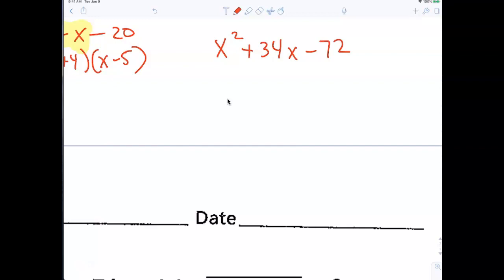It's very simple. Here's the answer: X plus 36 times X minus 2. It's that simple. 36 times 2 is 72. 36 minus 2 is 34. Does everybody see what you're doing? All right, let me make this clear. You are simply looking at the factors of 72 that add or subtract to make 34. Does everybody agree with me? Yeah.